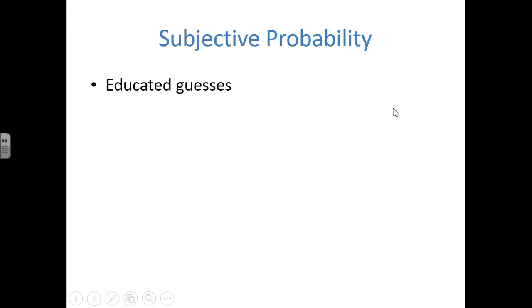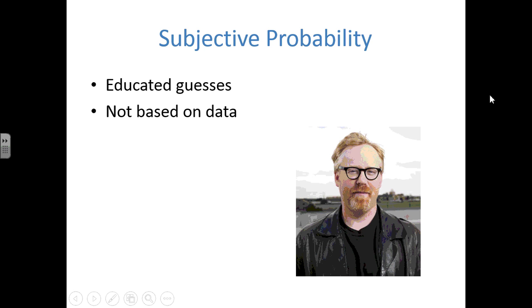Subjective probability is an educated guess. That's what your doctor does when he says the probability that your surgery will be successful is 80%, or when the weatherman says the probability of rain tomorrow is 30%. Those are educated guesses. It's not based on data, but it's based on the education of the guesser.